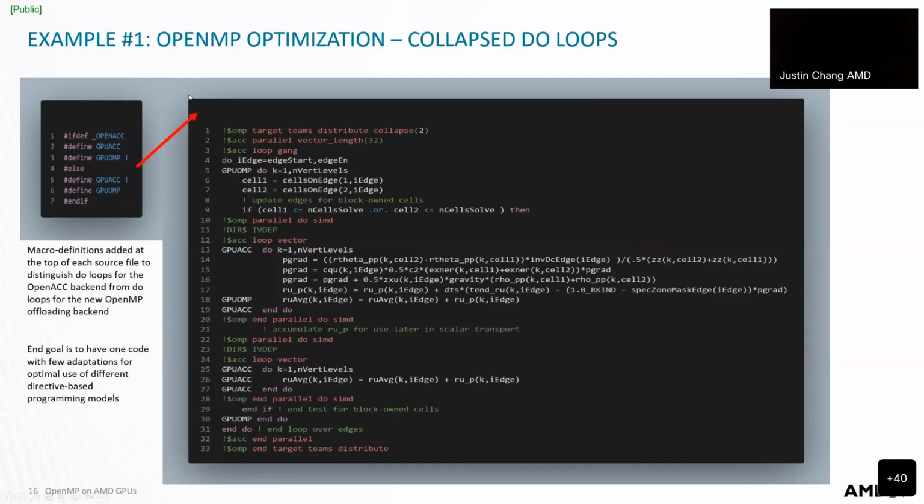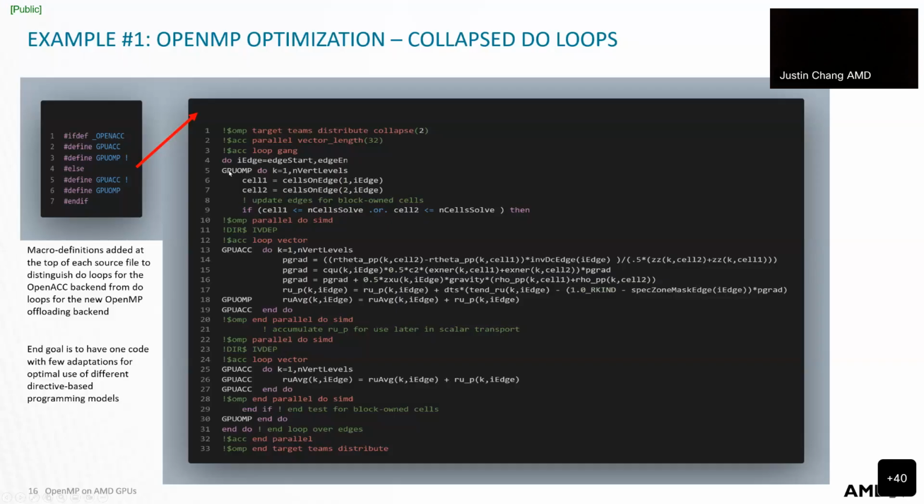And so because we are working with an existing OpenMP code, we want to make sure that any additions we make to the code do not break the existing OpenACC backend. So we introduce macro definitions at the top of each source file to distinguish do loops from the ACC backend to the new OpenMP backend. And so the end goal here is to have one code with few adaptations for optimal use of different directive-based programming models. And so in this code here, now we've introduced two additional directives.